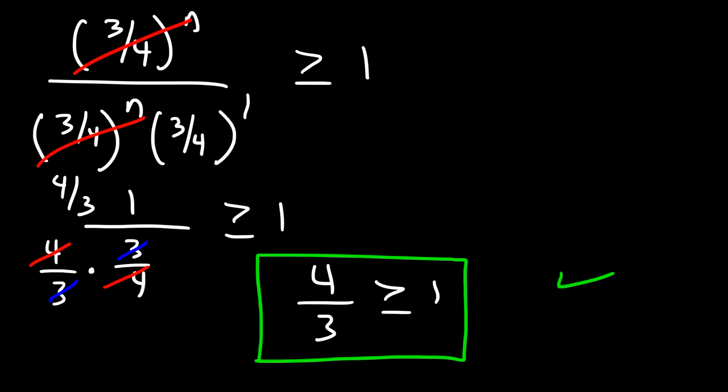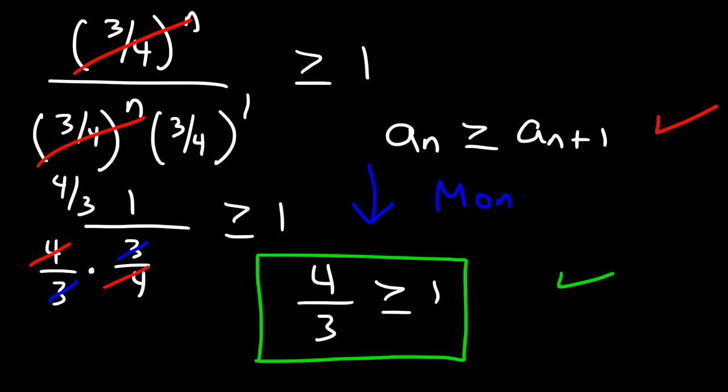So therefore, our original statement, that a sub n is greater than or equal to a sub n plus 1, that is a true statement. So this proves that we have a decreasing monotonic sequence.